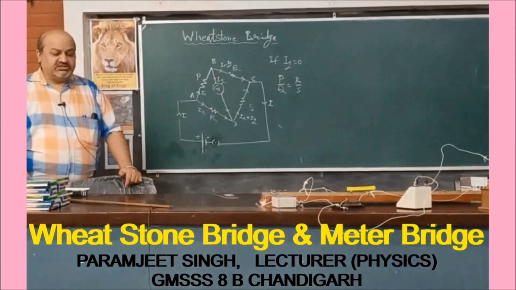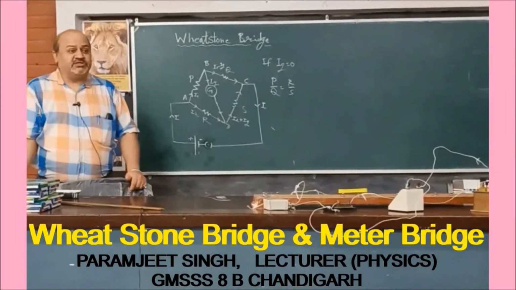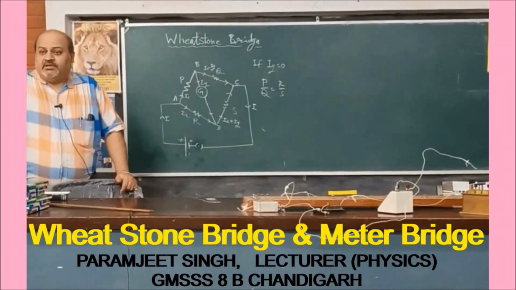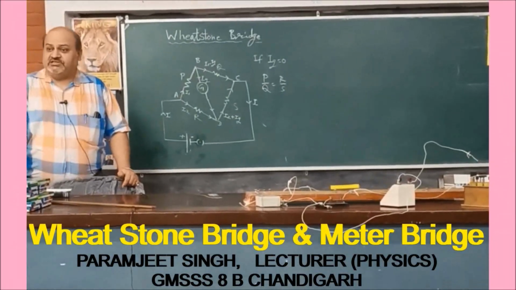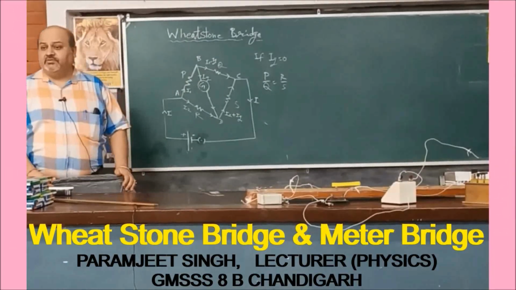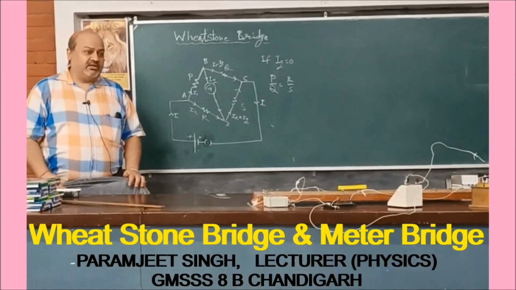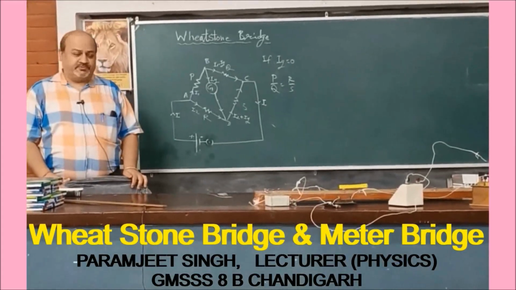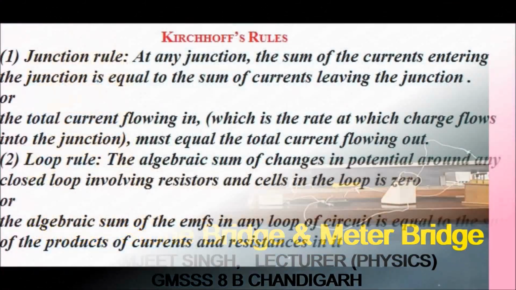Now we will prove it mathematically. We will use both the junction rule and the loop rule given by Kirchhoff. The loop rule says the sum of the products of the current and corresponding resistances is equal to the algebraic sum of the EMFs present in the closed loop. This is the loop rule. We will apply both laws.